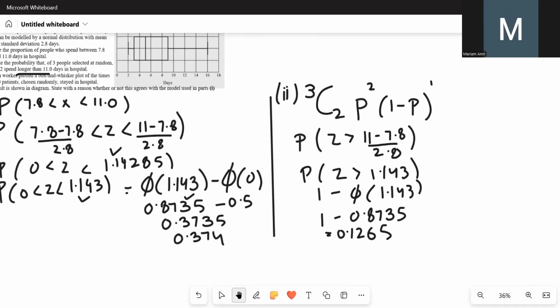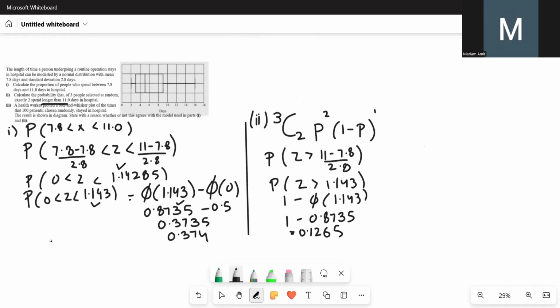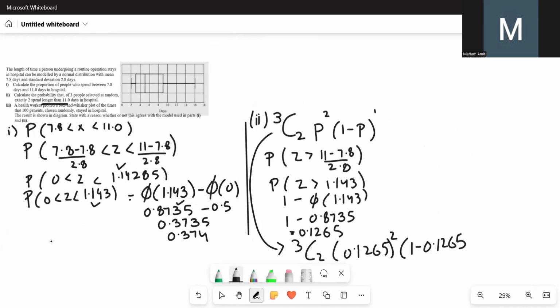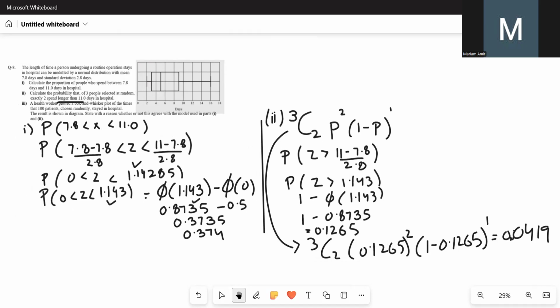So we're going to use that here. So 3C2, 0.1265 power 2, 1 minus 0.1265 power 1. This will give us 0.0419 after rounding. Part 3.